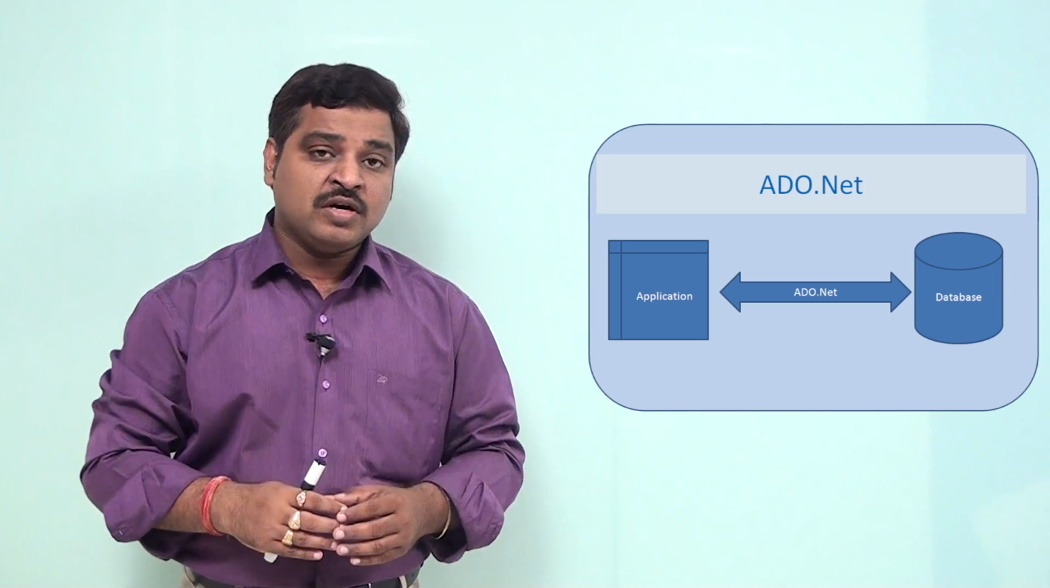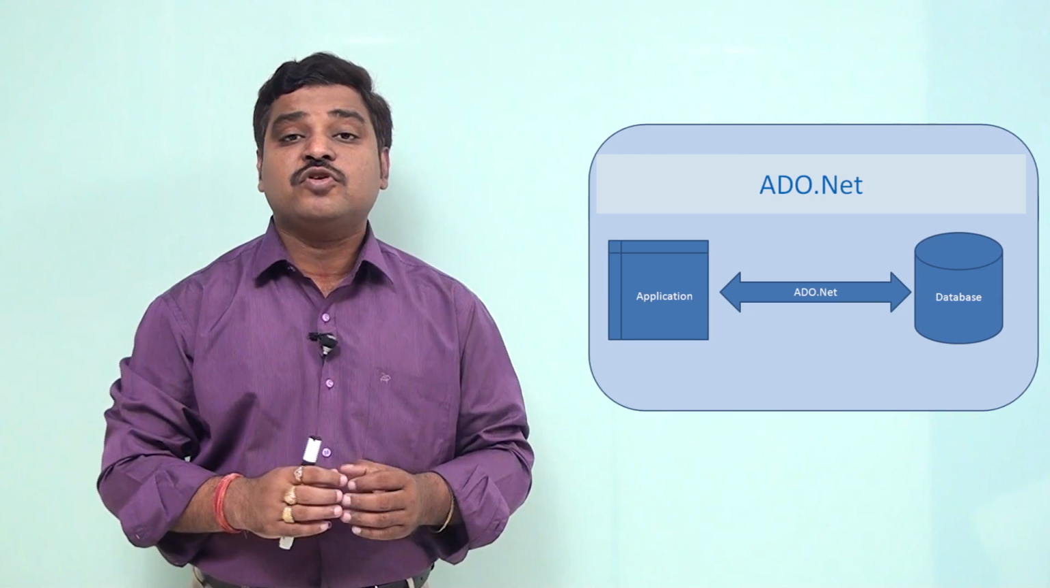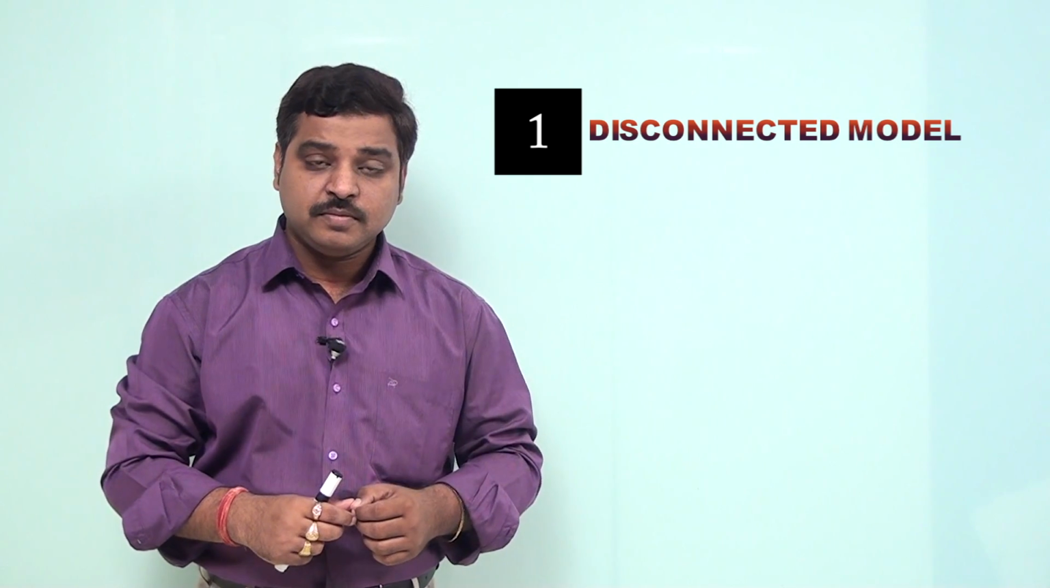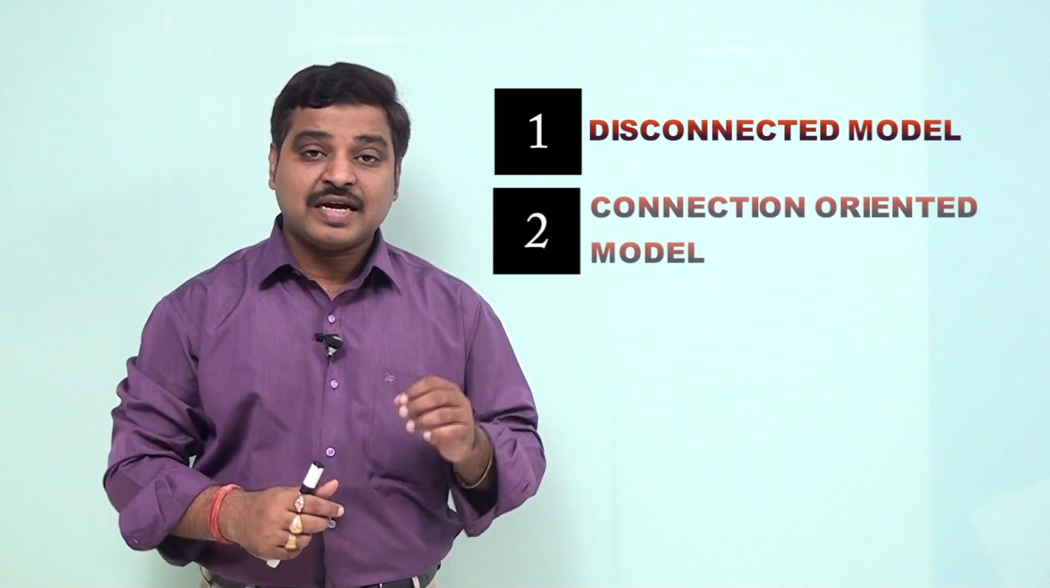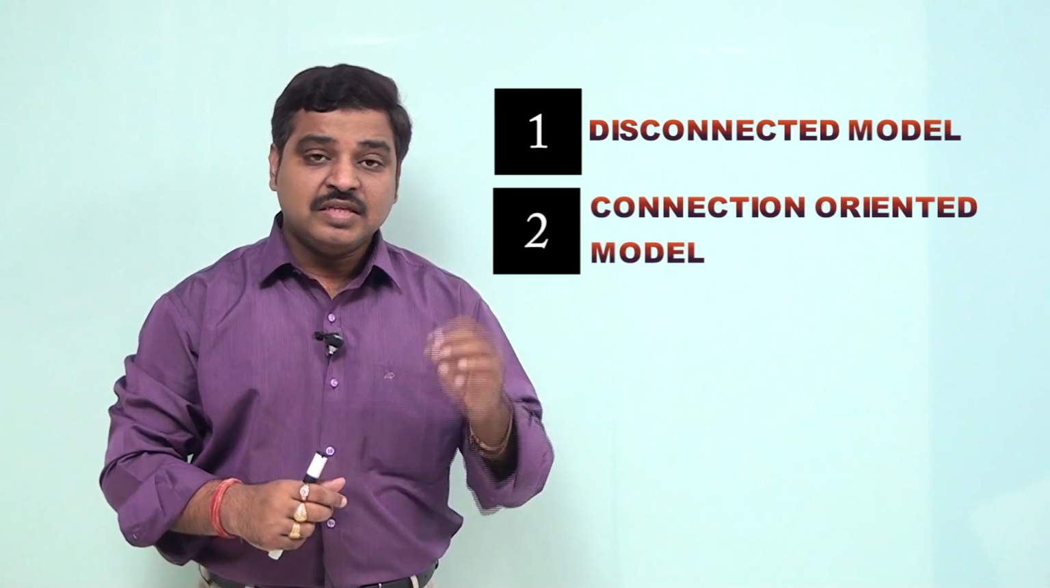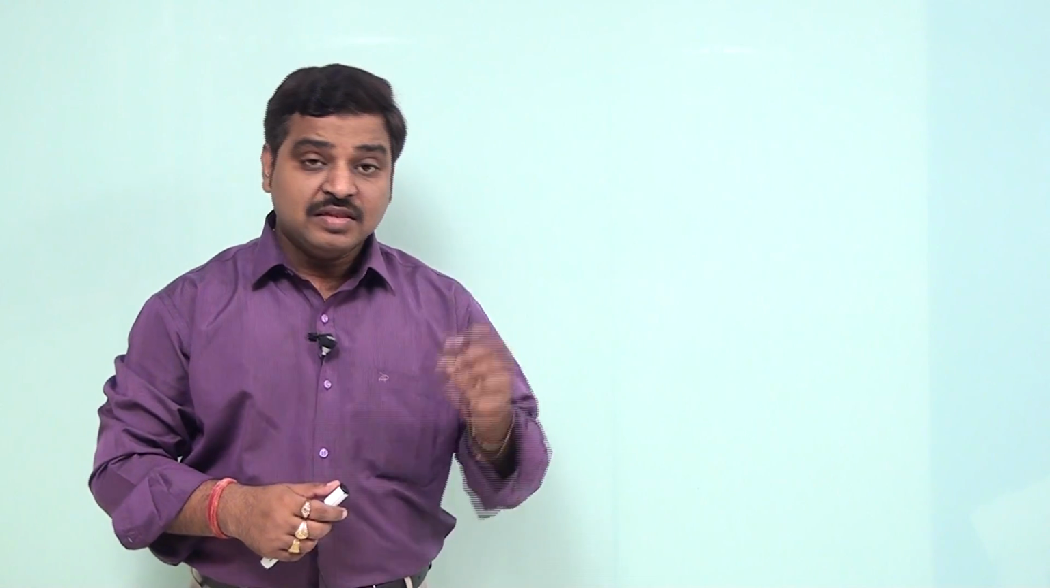When we say ADO.NET, it supports two types of models. One we call the disconnected model. The other one we call the connection-oriented model. These are the two models we have. If we use the disconnected model, then we don't have to maintain the connectivity between an application and the database. This model has the capability to establish the connectivity and close the connection as per the requirement.